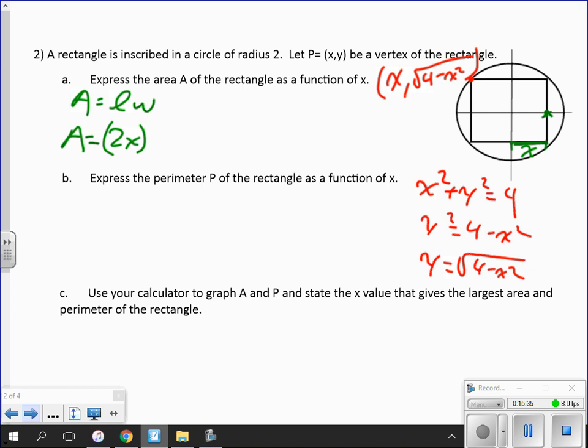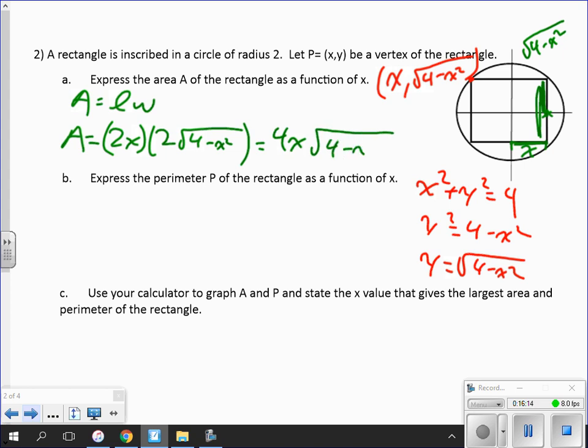Then I want to do the width. What is the distance from here to here? It's y, which in this case is the square root of 4 minus x squared. But how many of those do I have on one side? I have 2 of them. So this side would be 2 times the square root of 4 minus x squared. That is the formula for the area. Now, I want to make it a little prettier. Multiply the 2's, so I get 4x times the square root of 4 minus x squared.